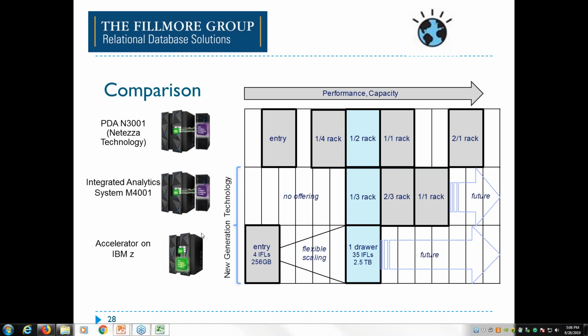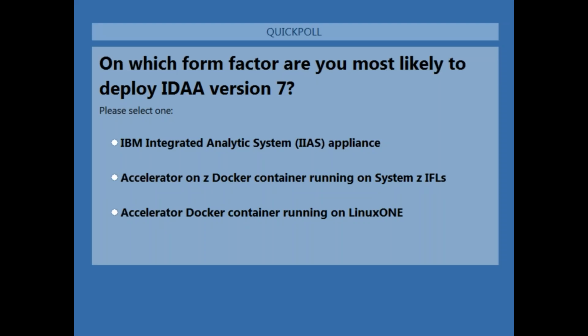The other question I got from Al is, so mileage may differ, what flavor are you seeing most customers taking? I'm going to put that question to you. The question is, which form factor are you most likely to deploy in your shop? The Integrated Analytics System, IIAS appliance, the Accelerator Docker running on System Z, or the Accelerator Docker container running on Linux One.